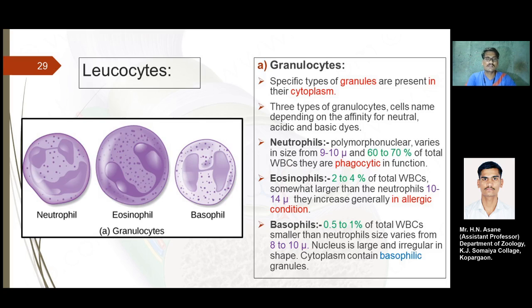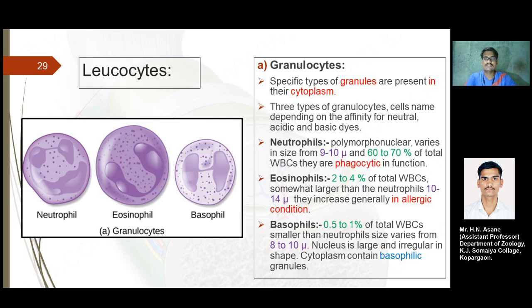You are seeing in this picture of the granulocytes that the blue dots seen in each cell are nothing but the granules present in that cell in their cytoplasm. Three types of granulocytes are mainly seen, named depending on the affinity for neutral pH, acidic pH, or basic pH, or we can say acidic dyes, neutral dyes, or basic dyes. Hence they are named as the neutrophil.